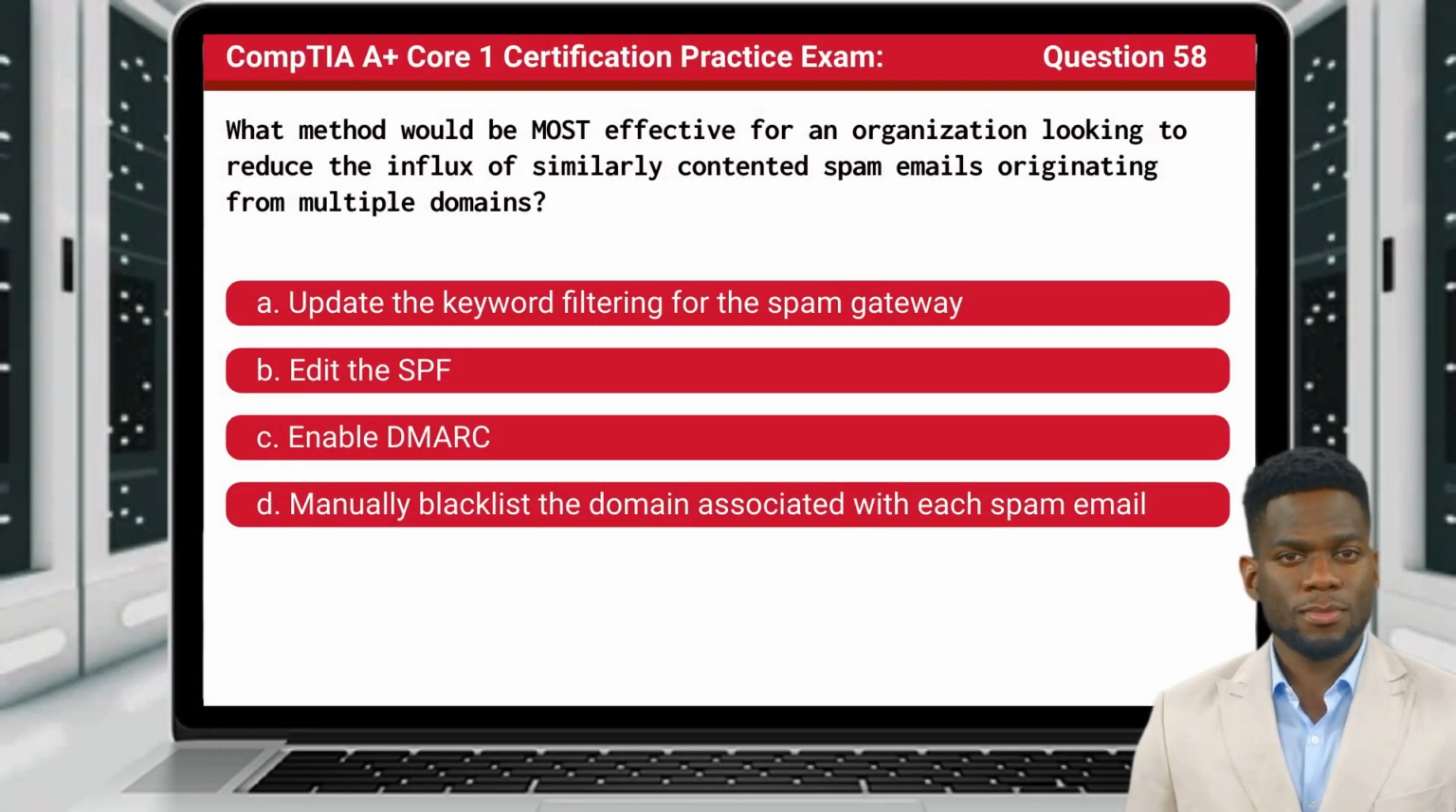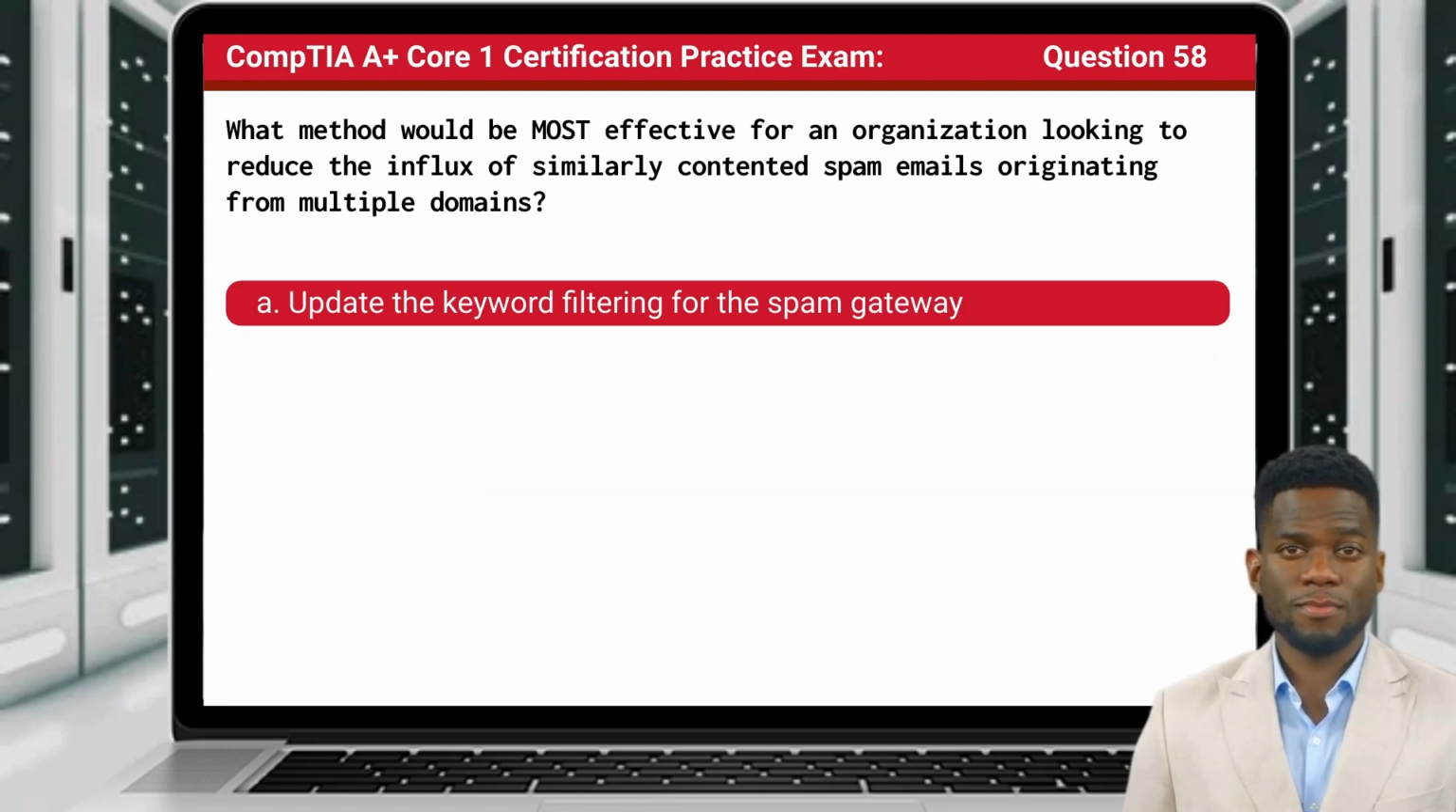Question 58. What method would be most effective for an organization looking to reduce the influx of similarly worded spam emails originating from multiple domains? The answer is A, update the keyword filtering for the spam gateway.